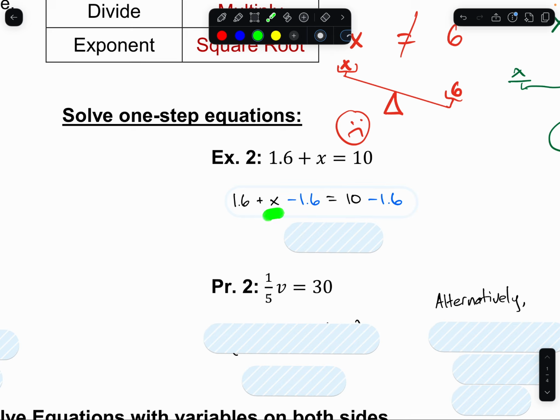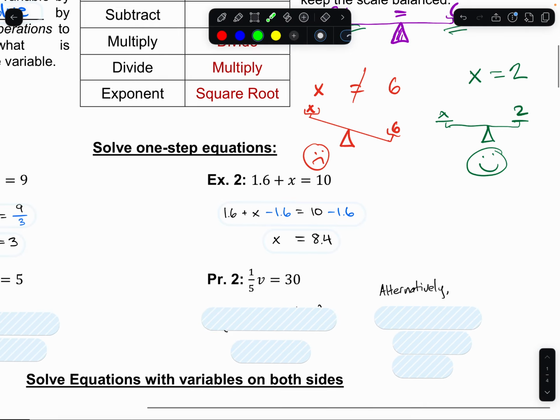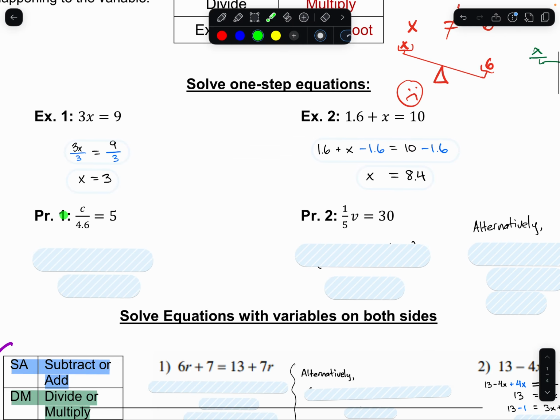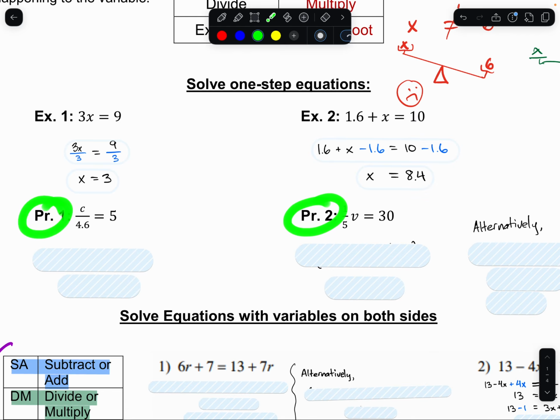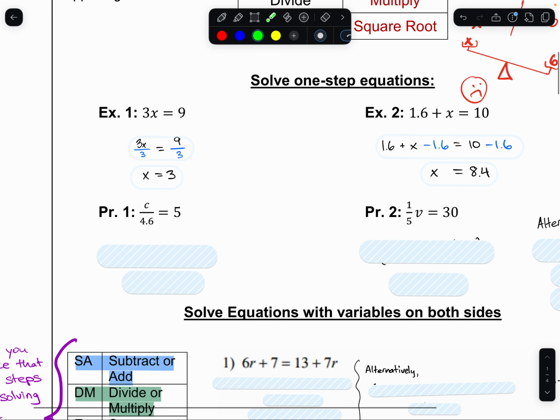There's only one x term, but there are 2 terms with no variable. Those are like terms, and when you combine them, you get 0. You don't need to write x plus 0, because x plus 0 is just x. We can combine our like terms on the right side of the equal sign. So this expression here, 10 minus 1.6 is 8.4. All right. I want you to try practice problem 1 and practice problem 2 on your own, and then come back and check your work.